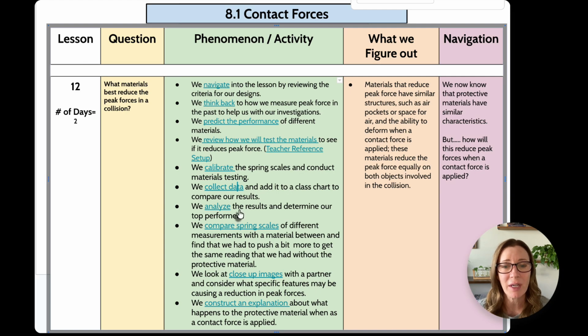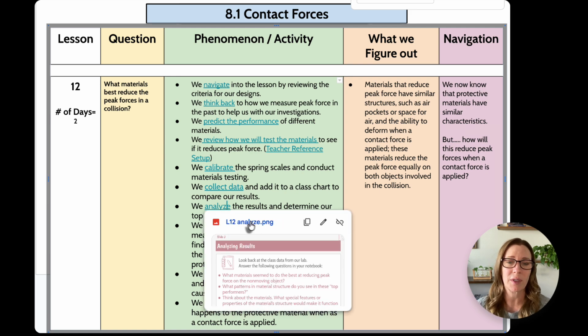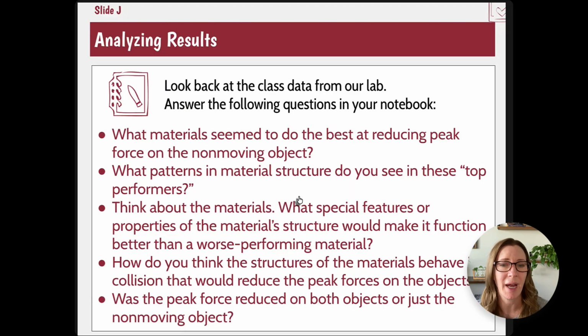And then we're going to analyze the results and determine our top performers. When you do this, we're going to look at which were the best at reducing peak force on the non-moving object. What patterns did we see? We're just thinking about the materials, and we're going to think about what structural differences are making these top performers do this job of reducing peak force.